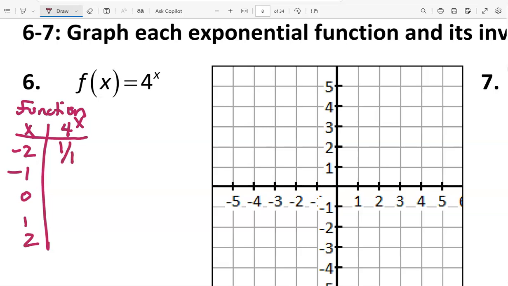And 4 to the -2 is 1/16. To the -1 is 1/4. To the 0 is 1. To the 1 is 4. And to the 2 is 16. We're not going to be able to graph all of those, but that's going to give us a very good idea of what this looks like.